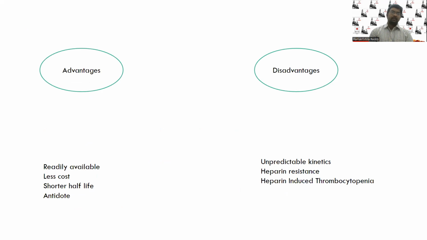The advantages with the use of heparin are that it is readily available, and the cost of heparin is less compared to other anticoagulant options. The half-life is shorter, as I said, 90 minutes, and it has an antidote for reversing the anticoagulation. But the disadvantage is that heparin has unpredictable pharmacokinetics. The anticoagulant effect with the same dose of heparin differs from patient to patient. Not only that, there can be heparin resistance or heparin-induced thrombocytopenia.